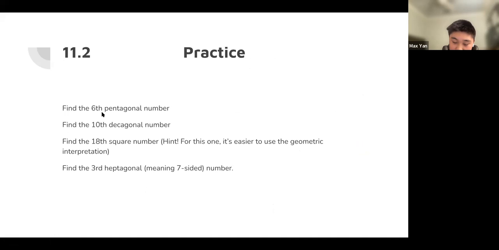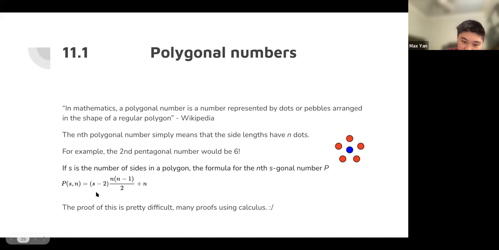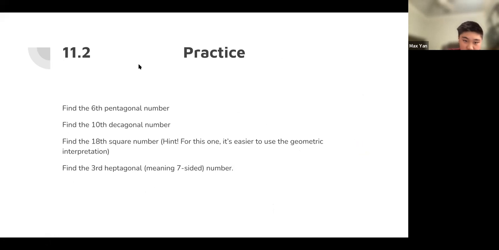So find the sixth pentagonal number. Make sure you see this. It's S minus 2 times n minus 1 over 2 plus n. So find the sixth pentagonal number, 10th decagonal number, 18th square number, and the third heptagonal number.